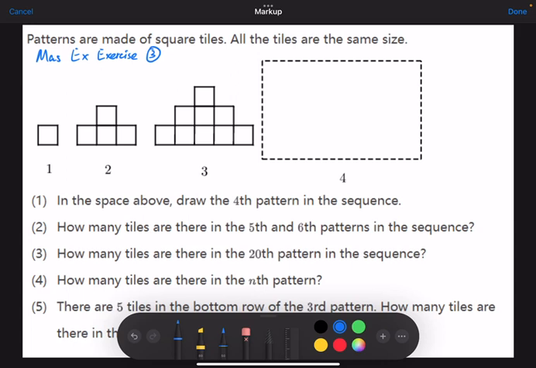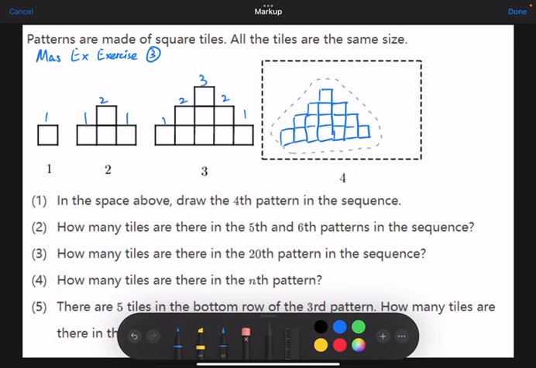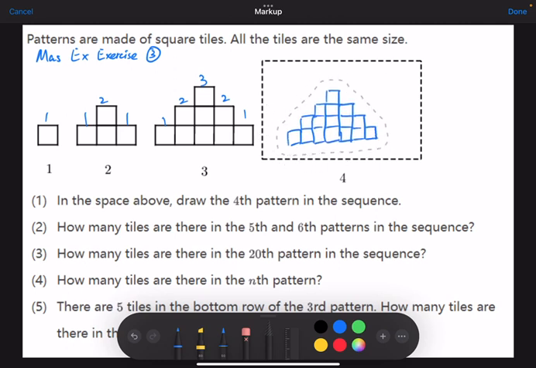I'll just draw it. So in the first pattern we have 1. In the second pattern we have 1, 2, 1. In the third pattern we have 1, 2, 3, 2, 1. Then in the fourth we will have 1, 2, 3, 4, 3, 2, 1. So 1, 2, 3, 4, and 3, 2, 1. Okay, I will move it to the center of this box. Yeah, so it looks nice.